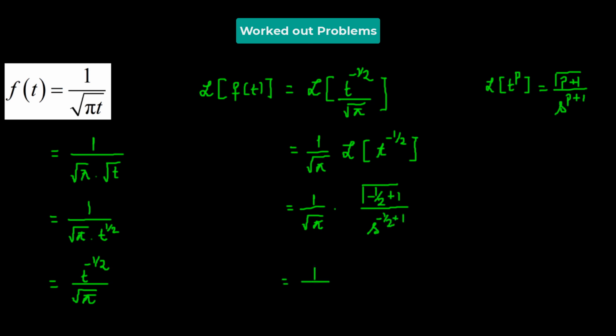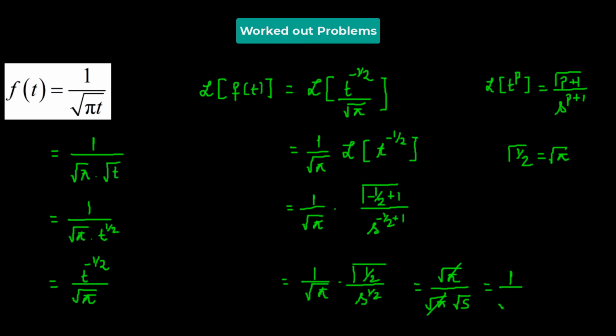Which will be 1 over square root of pi times gamma of negative half plus 1, which is positive half, divided by s raised to the power of half. Now we know that gamma of half is equal to square root of pi, so that gives us square root of pi divided by square root of pi times square root of s. The square root of pi gets cancelled and we are left with 1 over square root of s. So this is the Laplace transform of the given function, which is going to exist for s greater than 0. Let's move on to the next question.